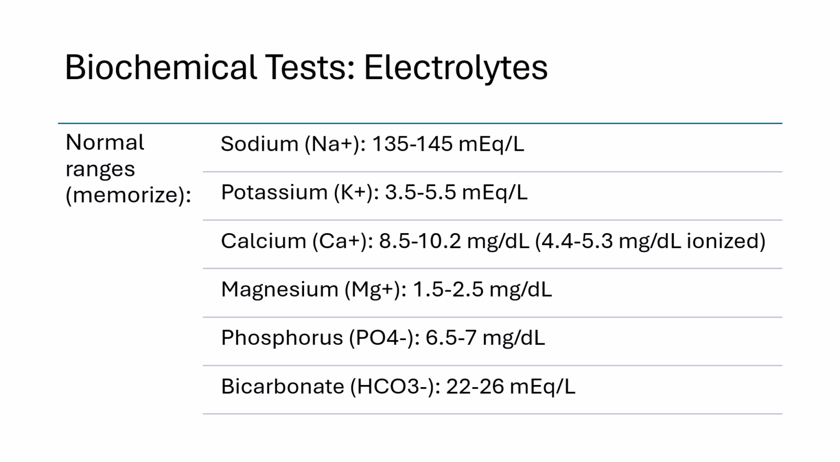To start, you have to know the normal electrolyte values. This is required, so memorize them. Sodium runs 135 to 145, potassium is 3.5 to 5.5, total calcium is 8.5 to 10.2, while ionized calcium, the physiologically active form, should be 4.4 to 5.3. Magnesium ranges from 1.5 to 2.5. Phosphorus in neonates is higher than adults at 6.5 to 7. And bicarbonate should be between 22 to 26. These ranges are high yield content. Examiners love to test whether you know when values fall outside these parameters and what clinical implications might follow.